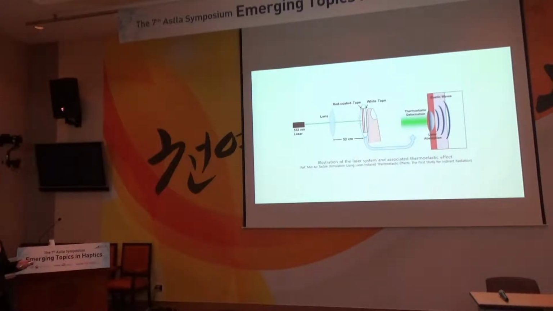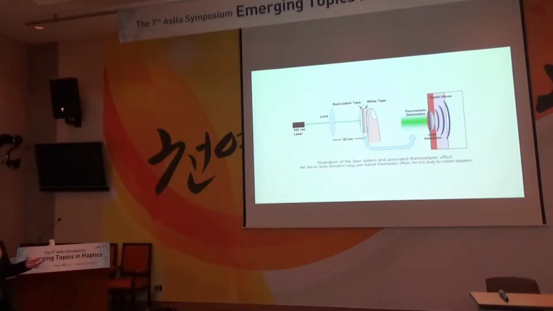This is an illustration of our laser system. Professor Sun drew this figure, and we used a 532 nanometer laser. That is a green visible laser, and we used red coated tape and white tape as a medium. The reason the red coating is used is that it is the complementary color of the green laser, to efficiently absorb the optical energy and convert it to a mechanical stress wave. And the white tape is just for protecting the human skin.